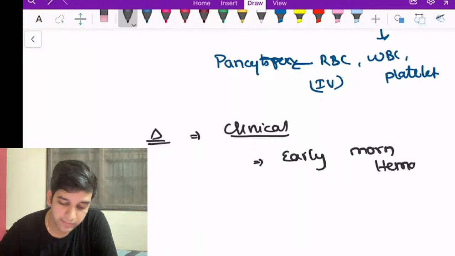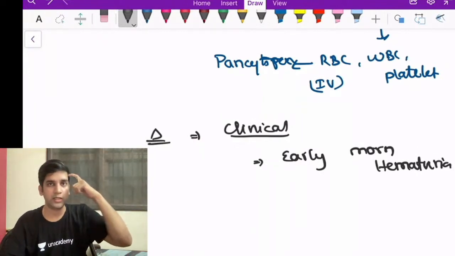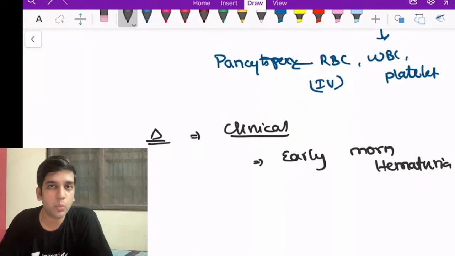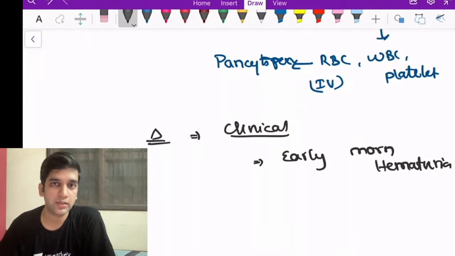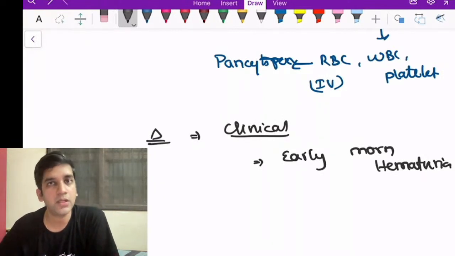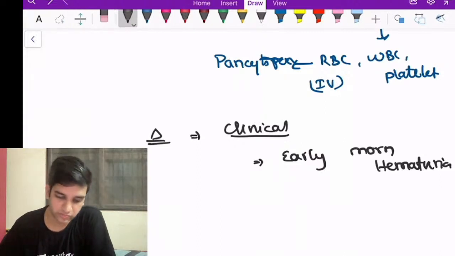So if you are suspecting PNH, ask the patient to give the next day early morning urine, because the second urine the patient passes will not have hemoglobinuria. So always give an early morning sample to test for PNH, fine?